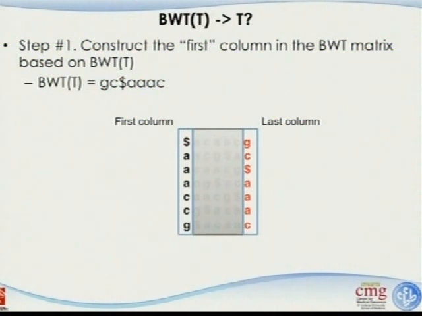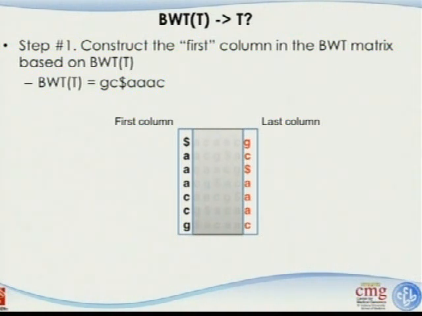Before we see the query part, before we see how the sequence alignment will work, let's first see how this will be reversed. I briefly went through how to get a T from the BWT, right? Now, if you have this end result, how can you get back to the T? There are some good features on that.